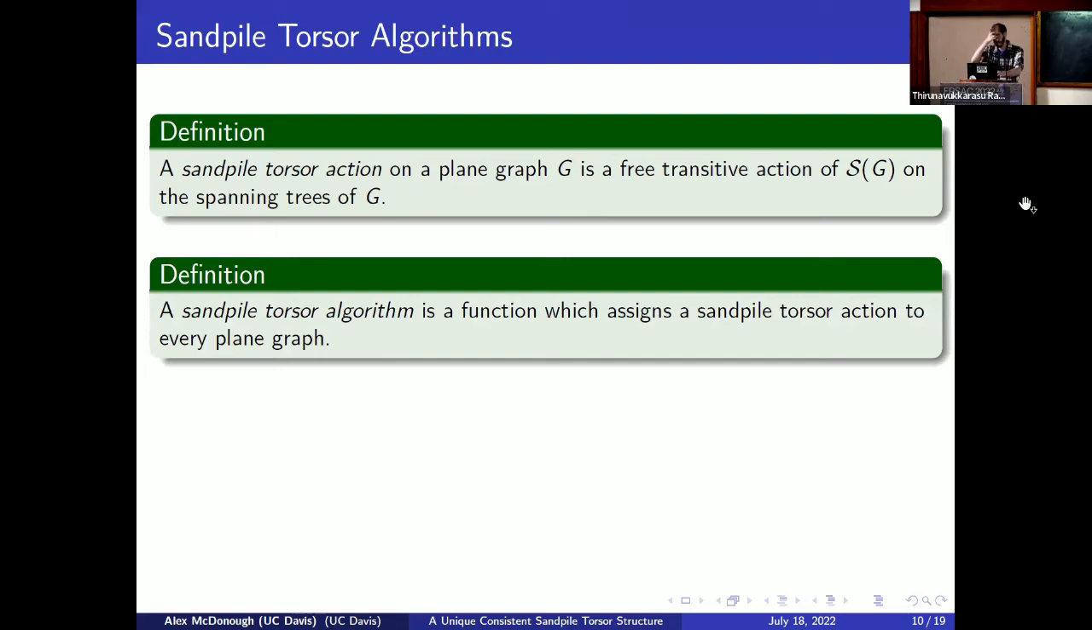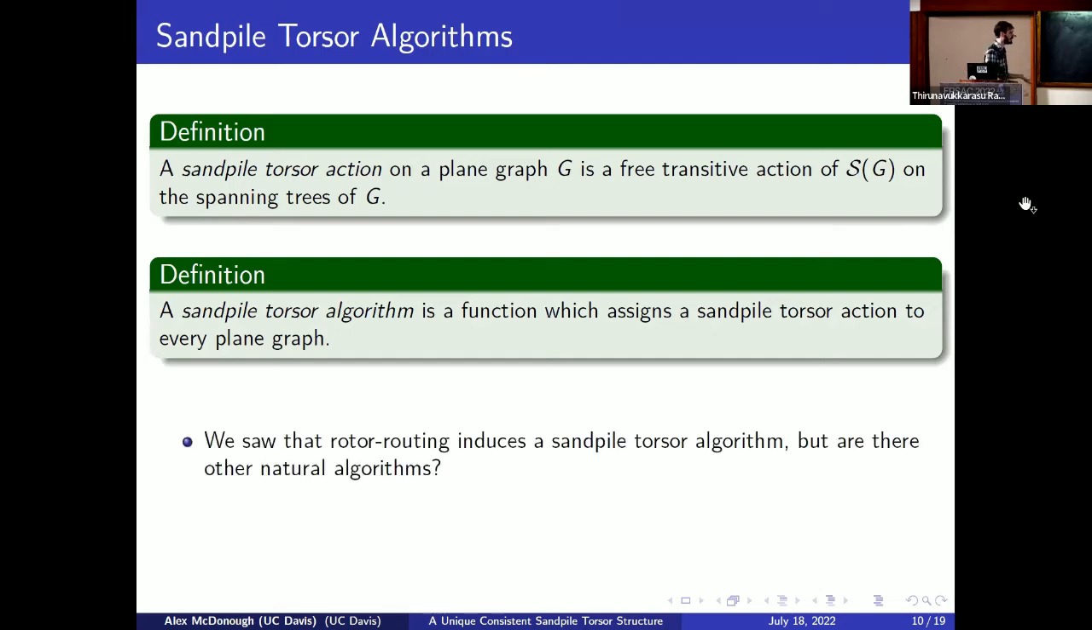So we saw that rotor-routing is a sandpile torsor algorithm because no matter what plane graph you give me, I can give you this sandpile torsor action, this free transitive action of the sandpile group on the set of spanning trees. And then the question is, this is pretty natural to state, but it doesn't seem like there's definitely not some other way of doing this. So are there other natural algorithms that we might come up with?